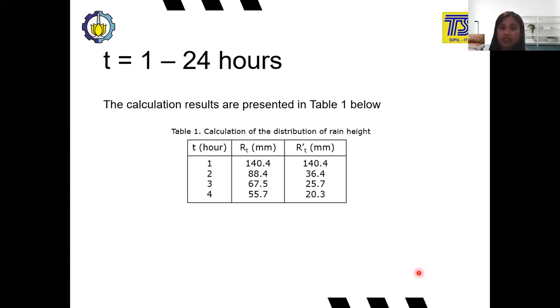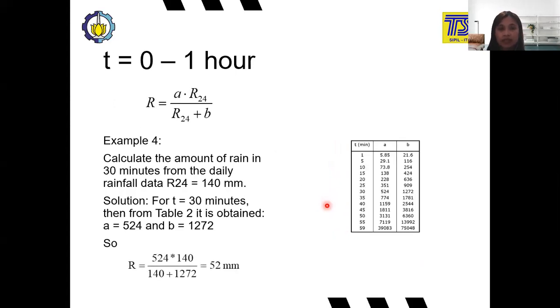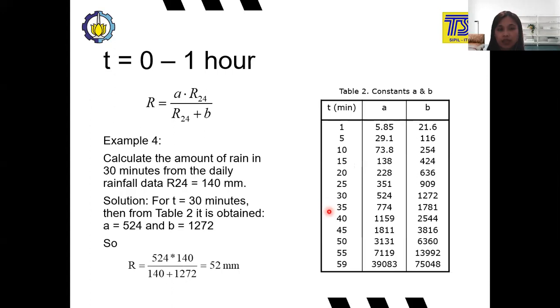And the calculation results can be presented in this table below. Here we have the calculation of the distribution of the rain height based on this X and T calculation. And the last one, no, it's not the last one. This one is from 0 until 1 hour. So yeah, the previous one is 1 hour until 24 hours.